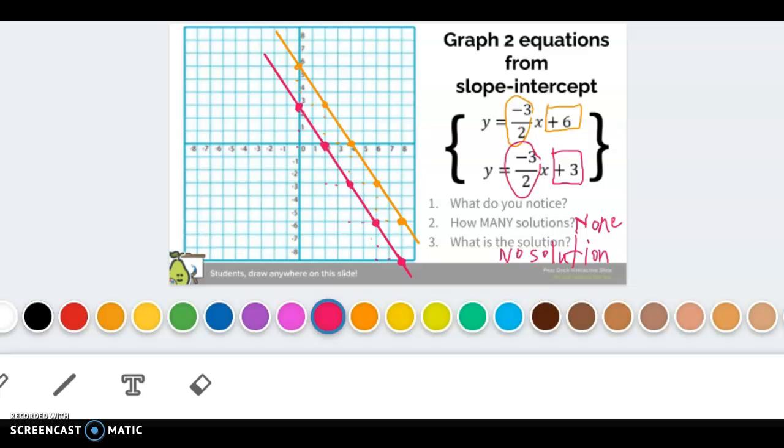Okay, and some of us may or may not have noticed this, but when we have two lines that do not intersect, we have the same slope. When we have the same slope, these two slopes are identical. That means that we have parallel lines. When lines do not intersect, we call them parallel. Okay, that is when you have no solution to your system.